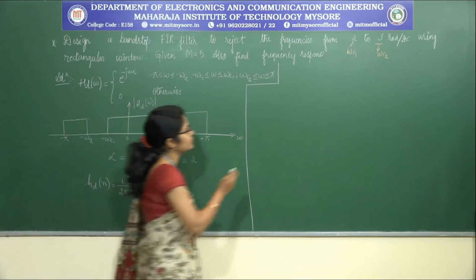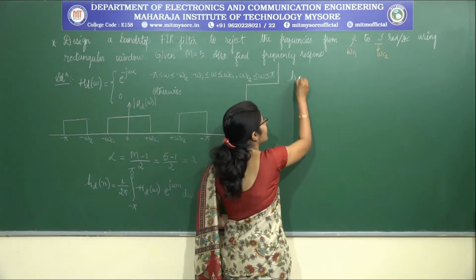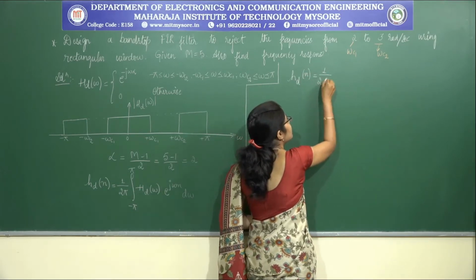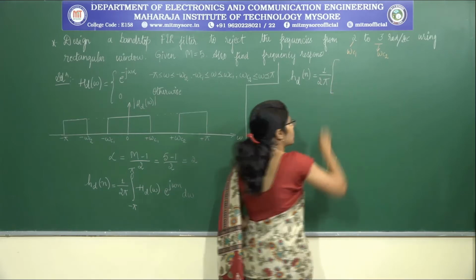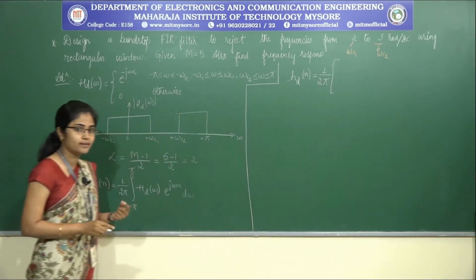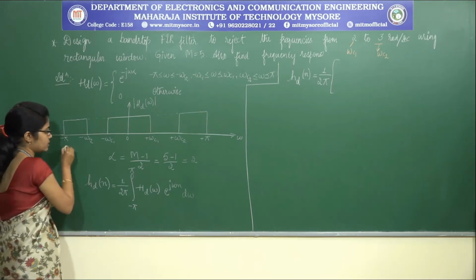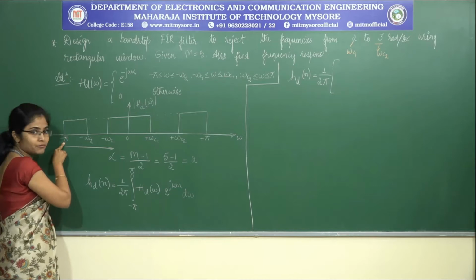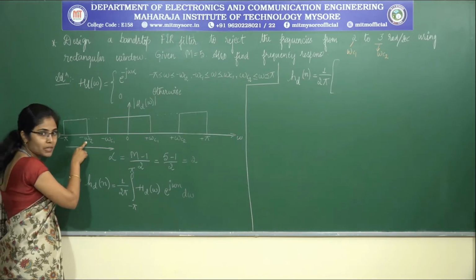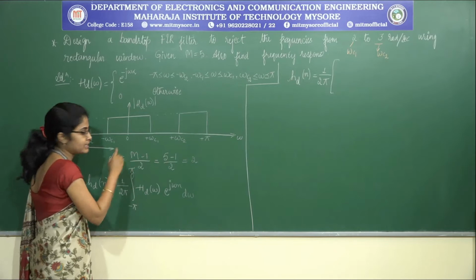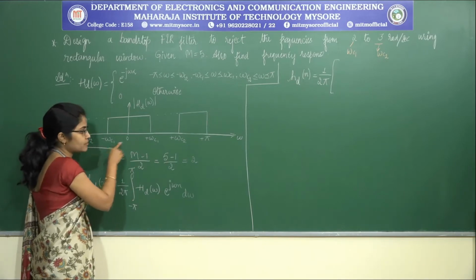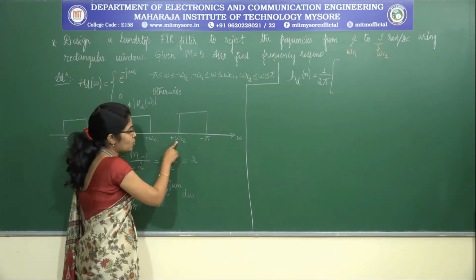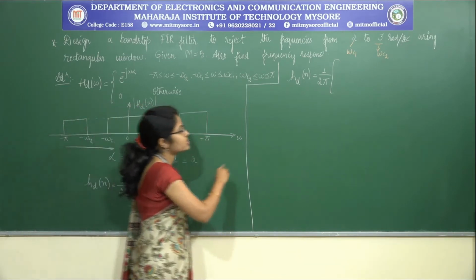So if I rewrite the formula for hd of n according to the given filter, hd of n will be equal to 1 divided by 2 pi. Okay. So we always write the limits from left hand side to right hand side. So I need to start like this. The limits of the first integral will be from minus pi to minus omega C2. Then the second integral will be from minus omega C1 to plus omega C1, and the third integral will start from plus omega C2 to pi. So let us start writing.